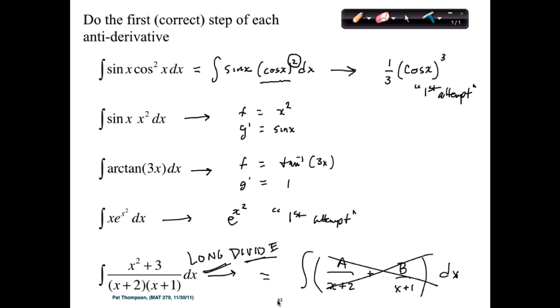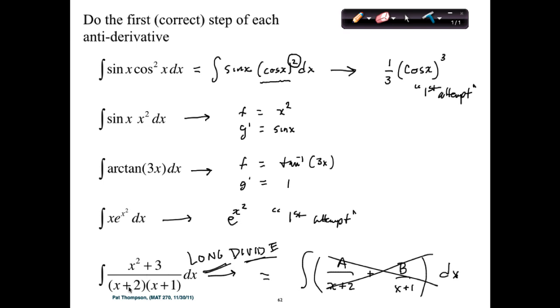Any questions? Yeah. Why would you long divide? Because we got the same degree top and bottom. To be ready for partial fractions, the degree of the numerator has to be strictly less than the degree of the denominator. If it's greater than or equal to, you want to long divide first.